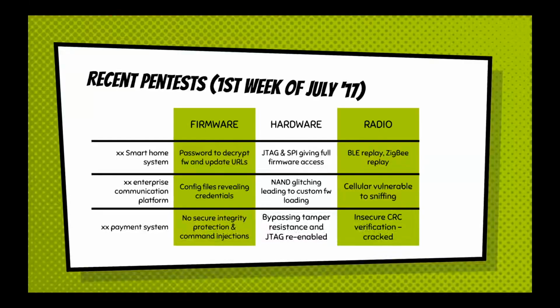So just to give you an example, some of the recent devices that we targeted. One of the smart home systems: the firmware used had a hard coded password which was used to decrypt the firmware, and it also had update URLs. Hardware, the JTAG and SPI giving us full firmware access. Radio, the usual vulnerability, all the replay. Then you have config files revealing vulnerabilities, NAND glitching, all of that. So you can see the common vulnerabilities that you have seen so far also exist in real world devices.